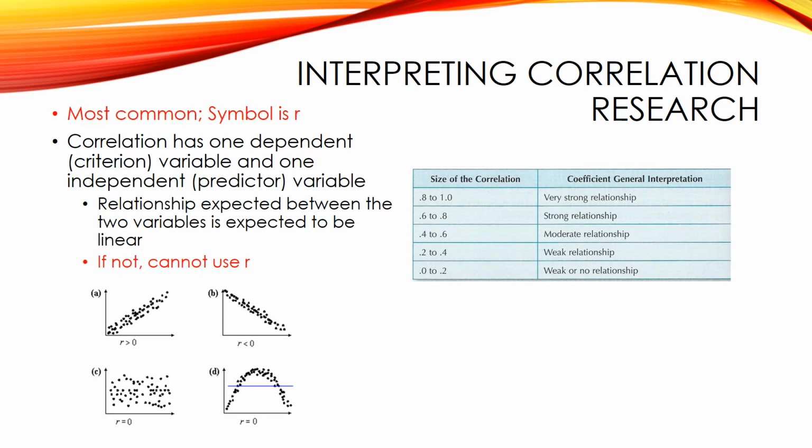Now, when it comes to interpreting the strength of the correlation, so you get a correlation, an r number. If it falls between 0.8 and 1, it's typically very strong. If it falls between 0.6 to 0.8, then it's a strong relationship. 0.4 to 0.6 is a moderate relationship, and 0.2 to 0.4 is a weak relationship. And then again, 0.0 to 0.2 is a weak or no relationship.